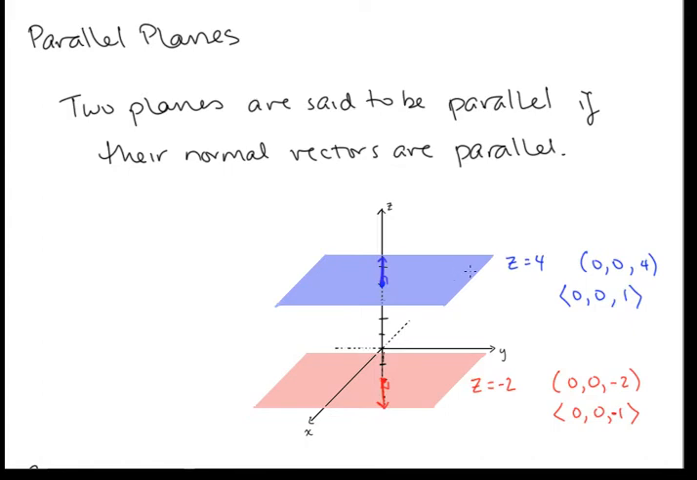For z equals 4, I want to recognize a normal vector in the direction of the positive z-axis, so I'm going to talk about vector 0, 0, 1. And for z equals negative 2, I'm going to talk about 0, 0, negative 1, the normal vector in the other direction, just to show that these two planes are parallel and they have parallel normal vectors.